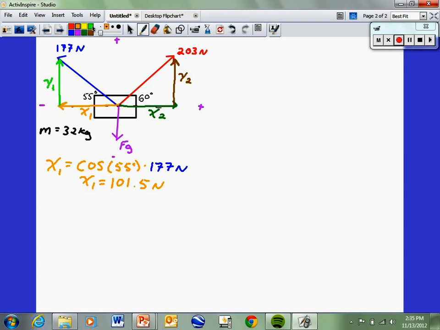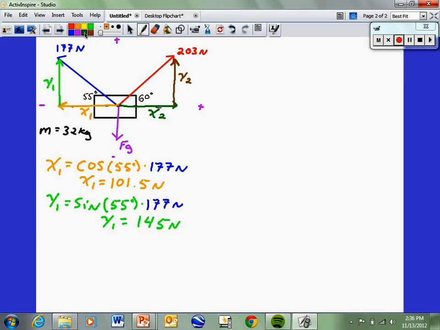Now for y1, that's the opposite side. So I'm going to be using sine of the angle, which is 55 degrees, multiplied by the hypotenuse, which is 177 newtons. And when I plug that into the calculator, I get that y1 is 145 newtons. We're going to repeat that exact process for x2 and y2.